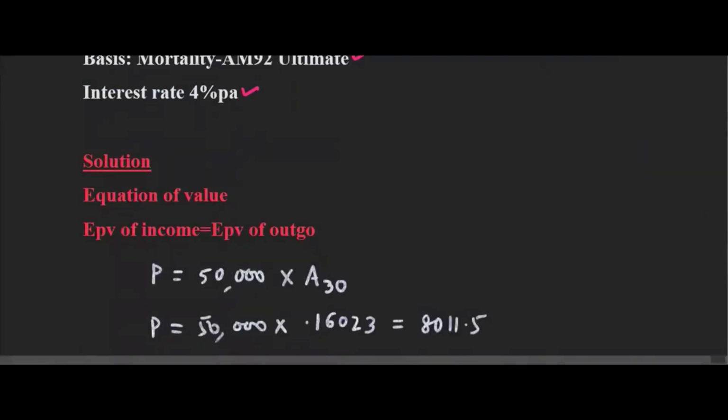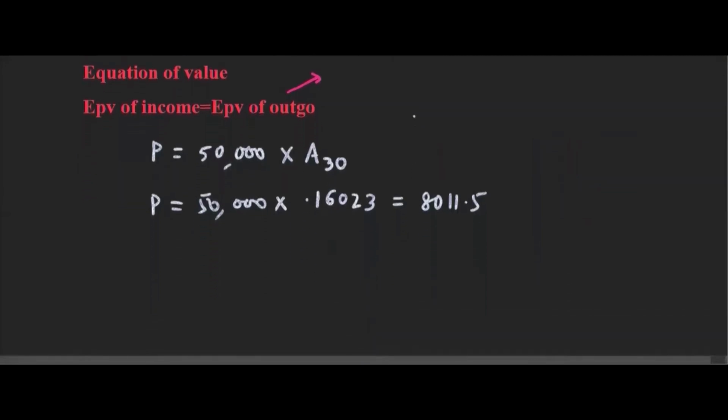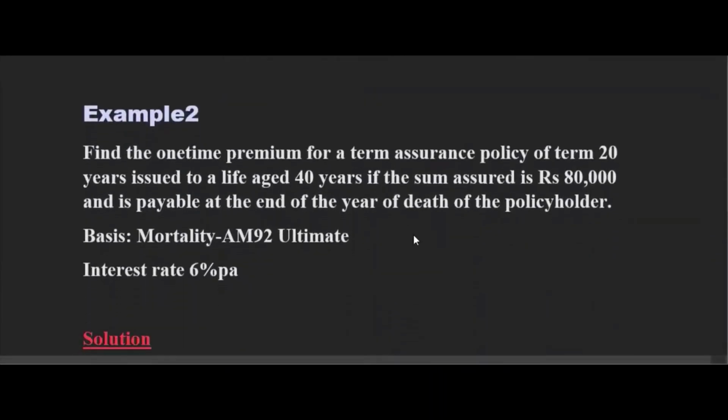If you do it for annual premium, equation of value will be, let me tell you, we write P here and 50,000 A30. Here we have to write an annuity. This annuity will come. But you have to know what is that annuity, right? So we'll not discuss that one here. So this is over.